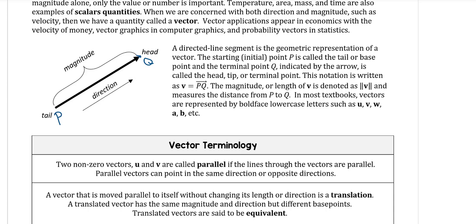The magnitude or length of v is denoted by the double bars. We can't really use boldface when we're writing, so normally you use an arrow over top of the letters. You can name a vector by the 2 points that determine it, like PQ, or often by lowercase letters, especially u, v, w, or a and b.